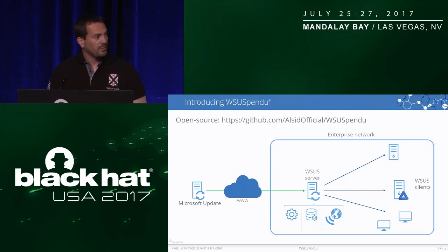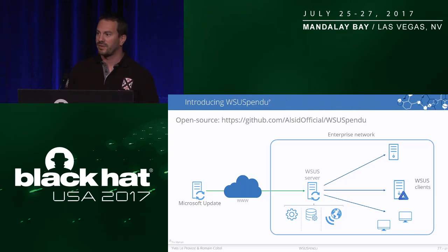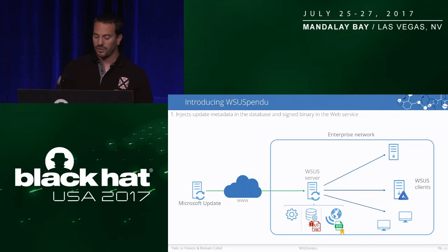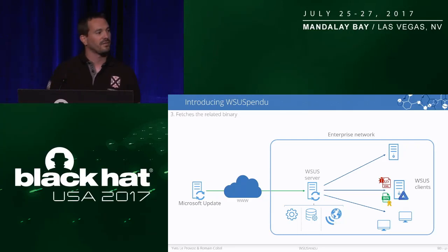We use the WSUS database in order to inject well-crafted metadata by using the different stored procedures to respect data consent and data consistency. So we inject metadata in the database in order to deliver update information to the clients. We drop the binary into the IIS directory where the client can download it. And when the clients check if new updates are available, the database provides information about the malicious updates. And the clients download it, thinking it's a legitimate one.